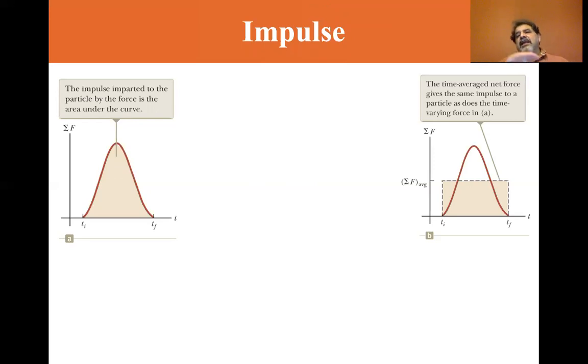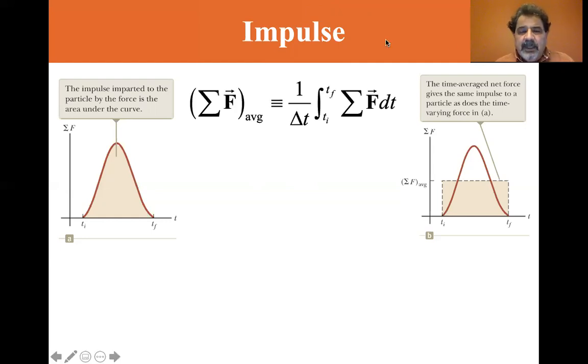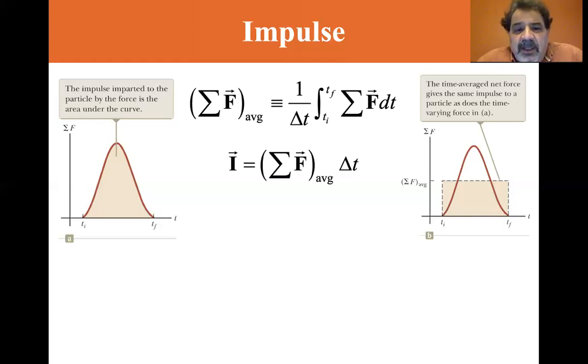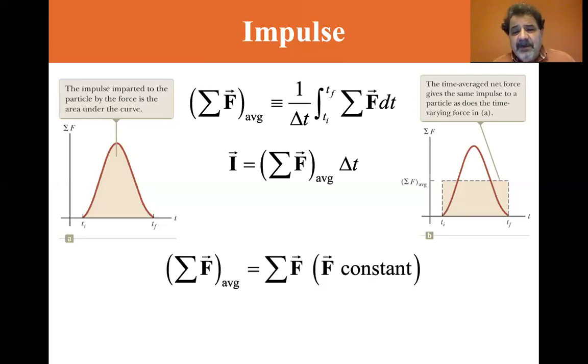Well, you can get a time average of the net force, and it gives the same impulse to a particle as does the time varying force in A. So in A, we have a time varying force. In B, we have a time average net force, and it'll give the same impulse. Okay, so the average of the sum of the forces is defined as 1 over delta t, the integral of the sum of F dt. So we'll see that the impulse is equal to the sum of the average forces times some time interval delta t.